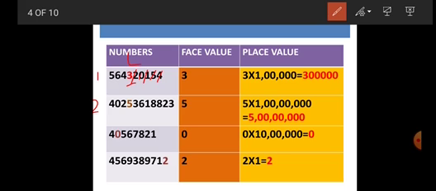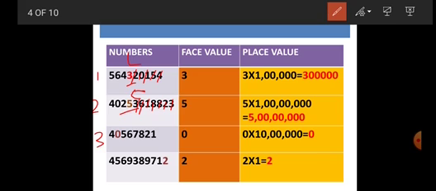Second example, the face value of 5 is 5. The face value of the digit is the digit itself. What is the place value of 5? Ones, tens, hundred, thousand, 10,000, lakh, 10 lakh, crore. 5 is in the crore place. So 5 multiplied by 1 crore equal to 5 crore. The place value of 5 is 5 crore.